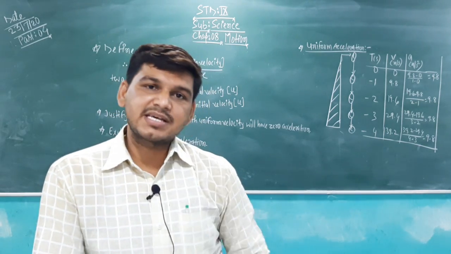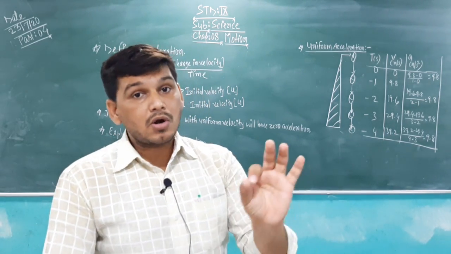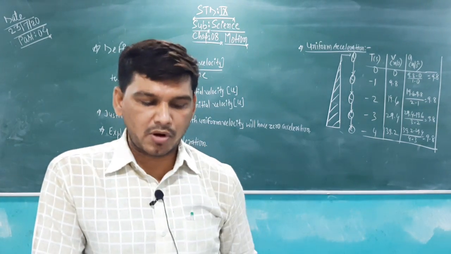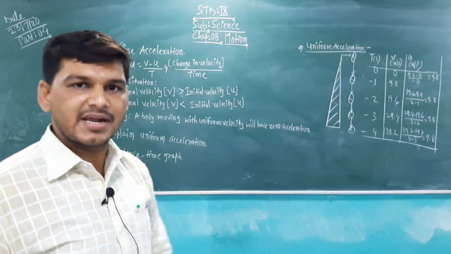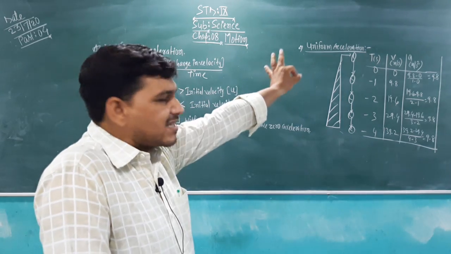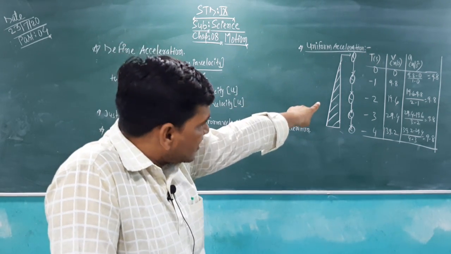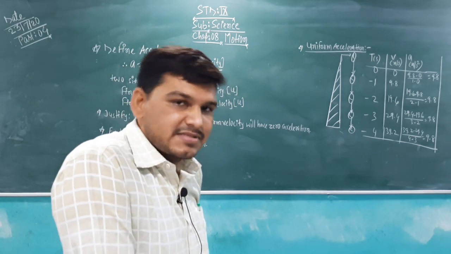तो how we can judge the acceleration is uniform? So according to the definition of acceleration, a is equal to v minus u upon t. So for the first acceleration you see that the initial velocity is 0 and in the first second what is it? It becomes 9.8.